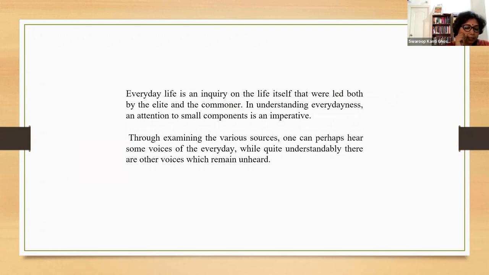At the end, I can say that what has been presented now in no way gives a total picture. We have captured some fragments, some moments of their life, and the rest is left to imagination. Here it was an inquiry into life itself, led by both the elite and the commoner. And in understanding everydayness, attention to small components is also imperative. Through examining the various sources, one can perhaps hear some voices of the everyday, while quite understandably, there are other voices which remain unheard. So through the spectrum of the visuals, I was trying to put forward one voice, and if we juxtapose it with inscriptions and texts, then we can get some kind of a holistic picture.